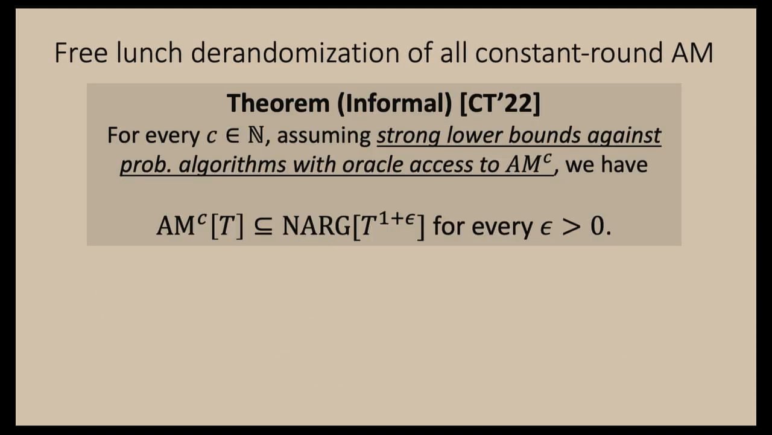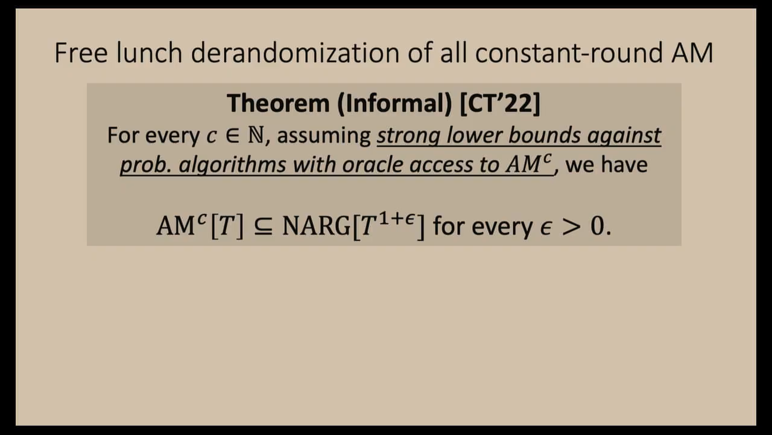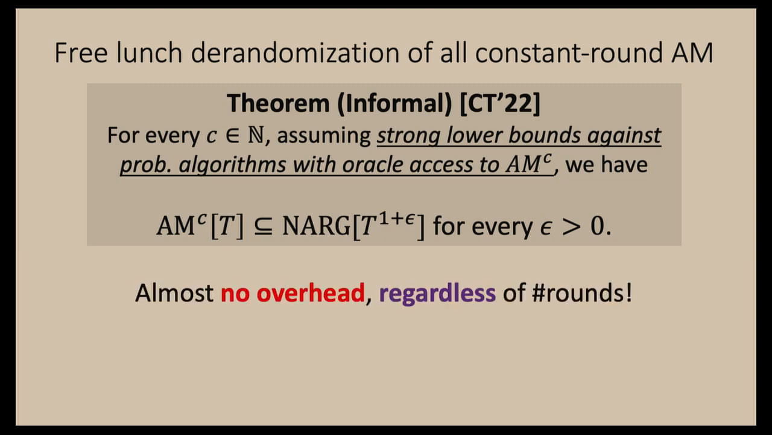Let me quickly go through this theorem. So, okay, for every constant C, assume a very, very strong assumption. We have constant round interactive proofs contained in non-deterministic efficient argument systems with essentially no overhead, for every reasonable t, and regardless of the number of rounds, as long as it's constant.